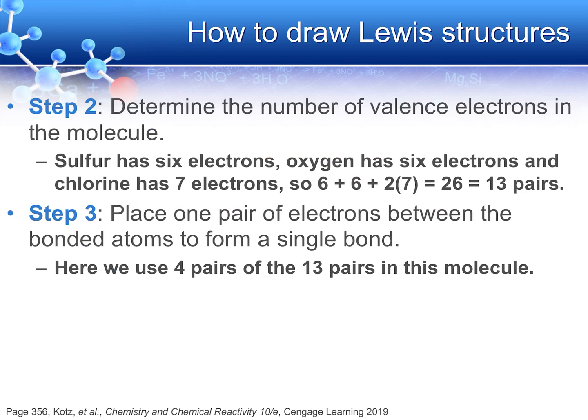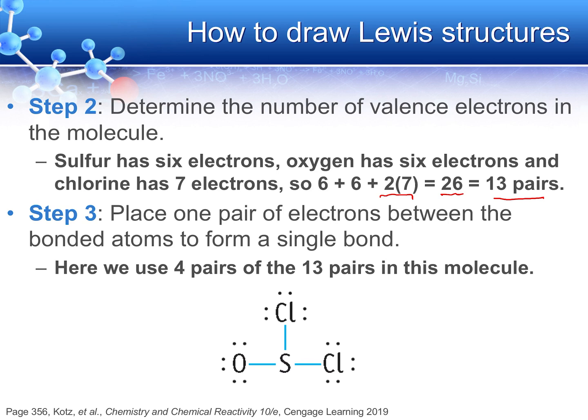Step 2 is to figure out the number of valence electrons. So sulfur has 6, and oxygen has 6, and chlorine has 7, and we have 2 chlorines. If we take 6 plus 6 plus 14, we get 26, and that's 13 pairs. So now we're going to do the same thing that we did for CHCl3. We'll put 1 pair of electrons between the bonded atoms to form a single bond. And if we do that, we get something that looks like this.